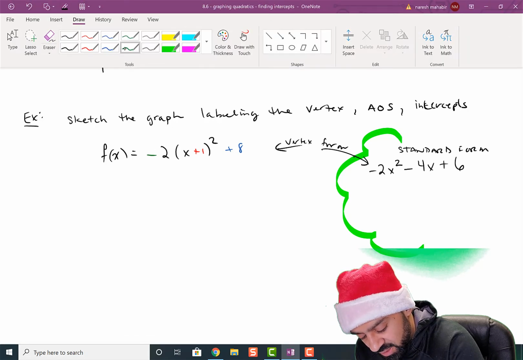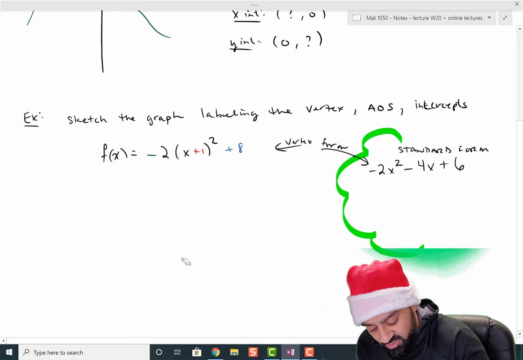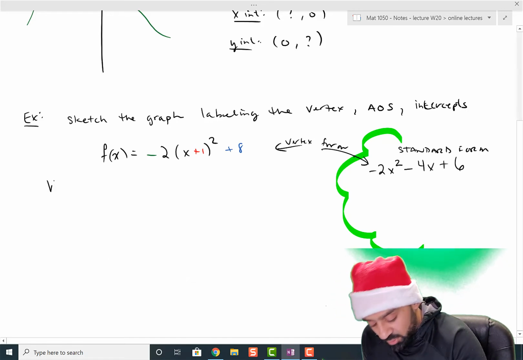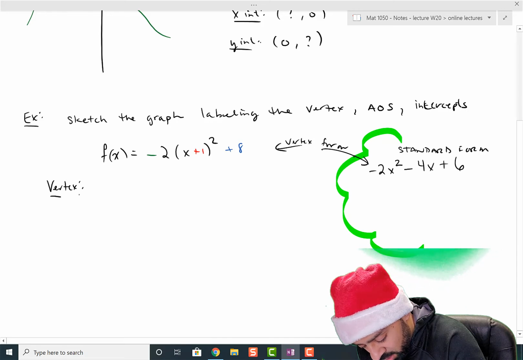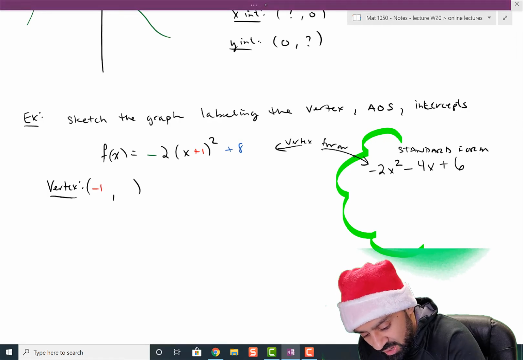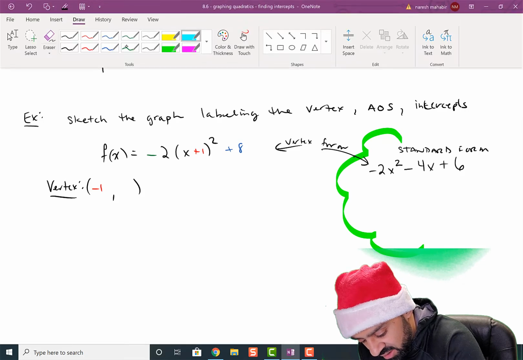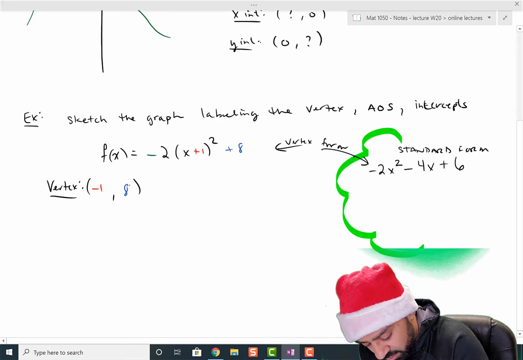All right, so this means that I should be able to draw the graph now, okay? And I'm going to try to draw it to the best of my ability. Actually, no, remember, find all your info. So here we go. Vertex. Well, we already know about this. This is the opposite of that +1, which is going to give us a -1. And whatever that other number is, because it's going to shift up 8, that is going to be what it is. So that's going to be an 8, okay?